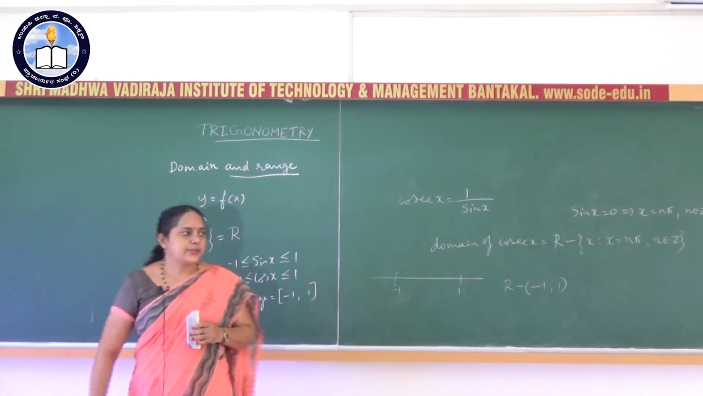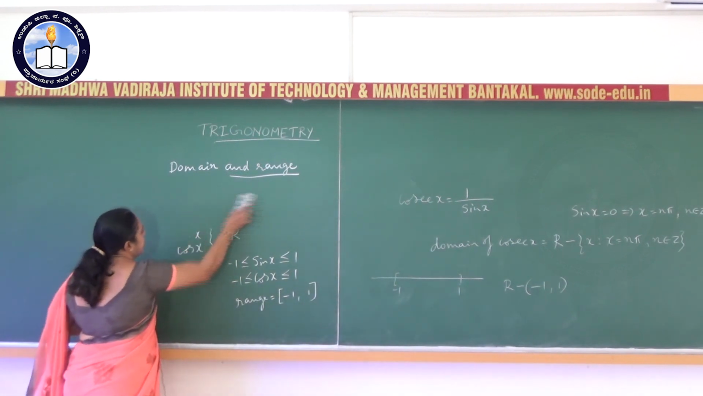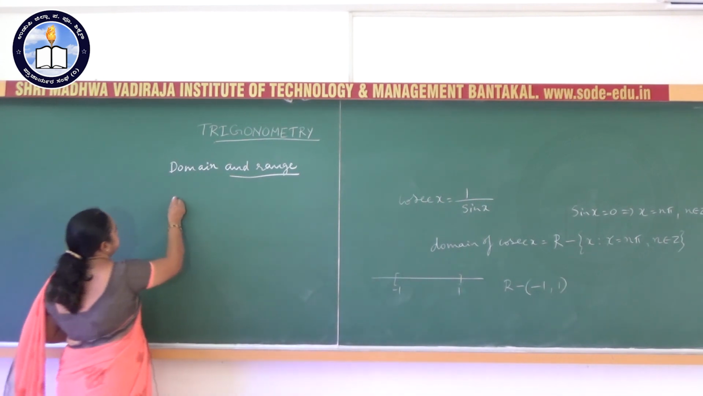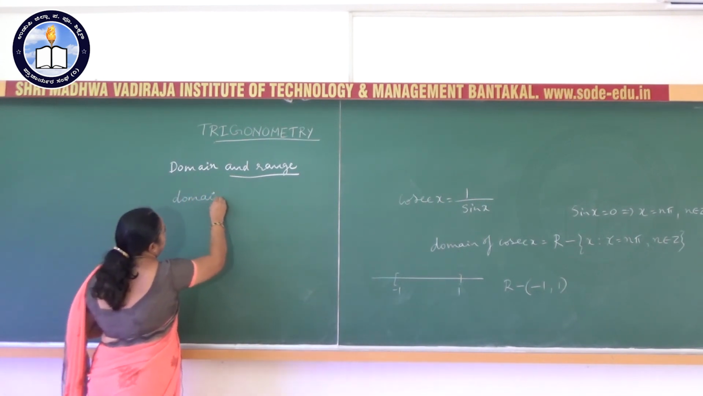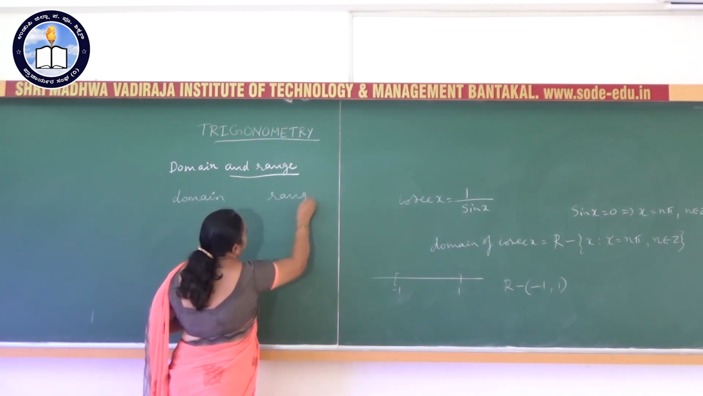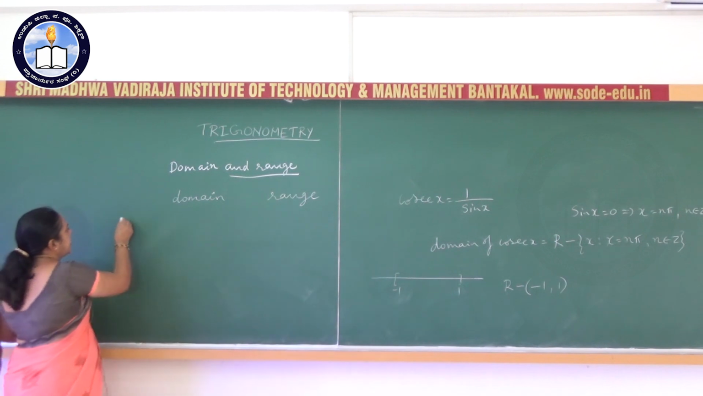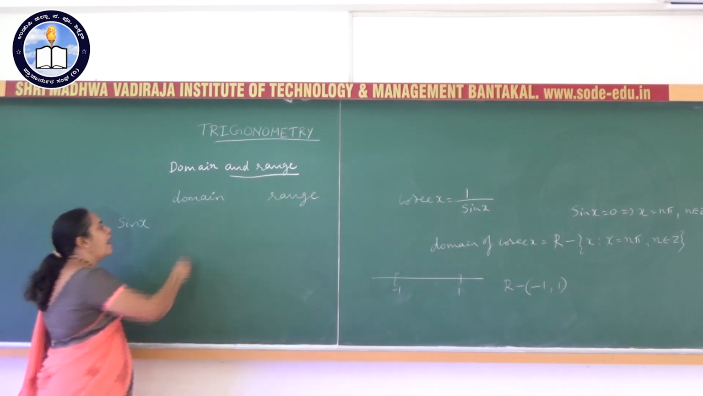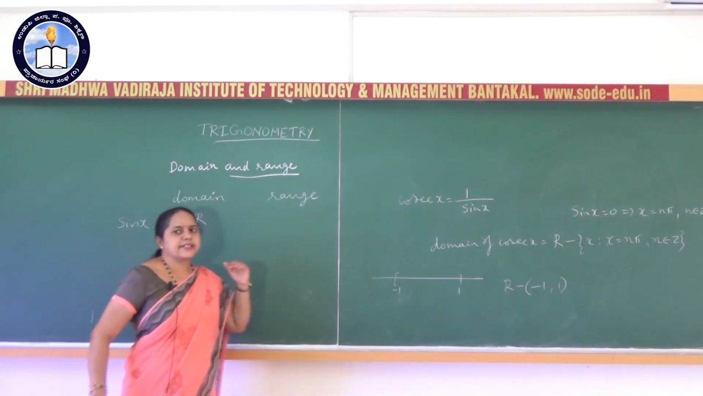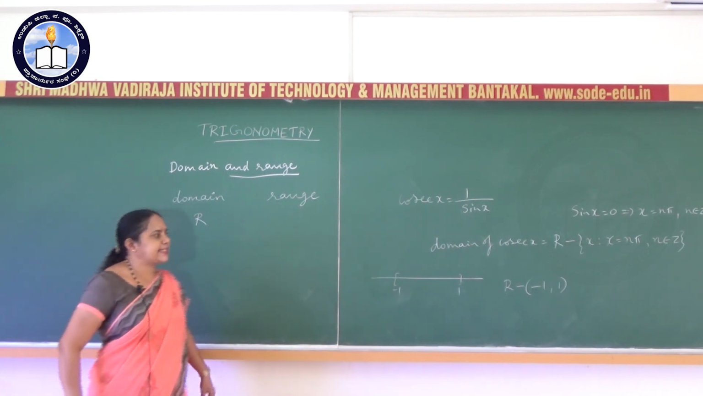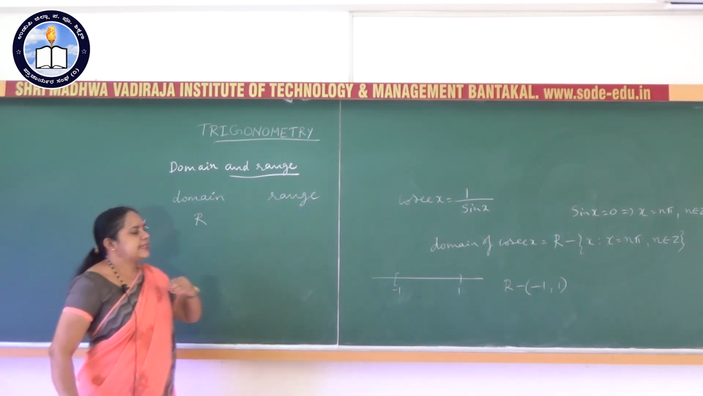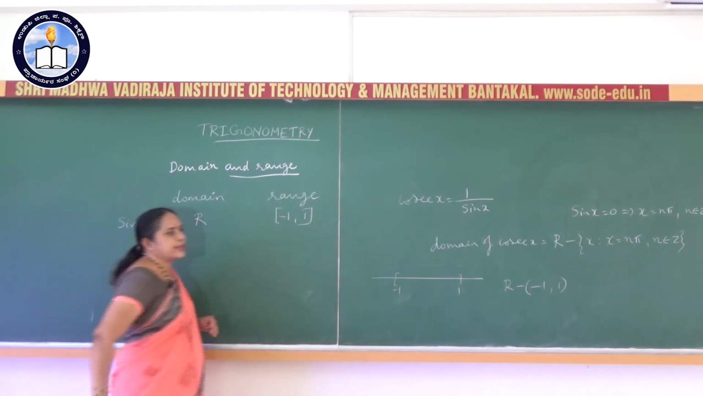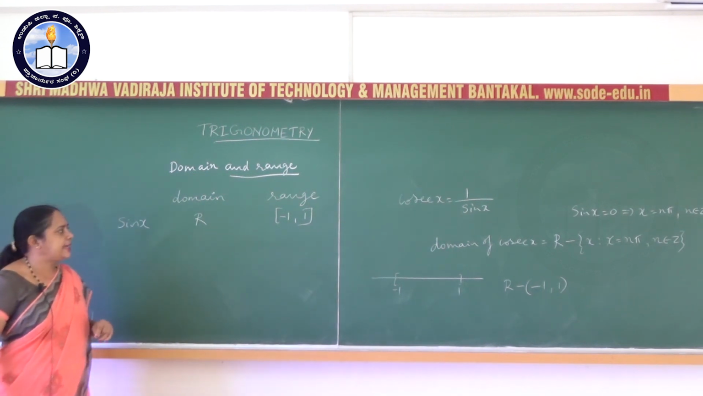So students, what are the domain and range of the six trigonometric functions? Domain and range of all trigonometric functions. Okay, we know the domain of sine x is R. We know sine x is defined for all real numbers x. So the domain of sine x is the set of all real numbers, and the range of sine x is the closed interval minus 1 and 1.